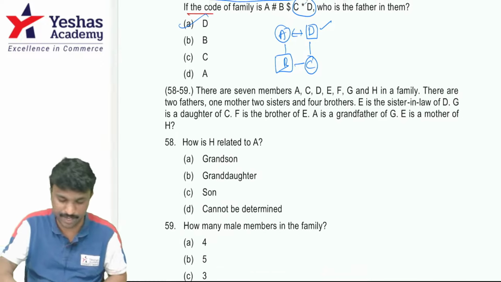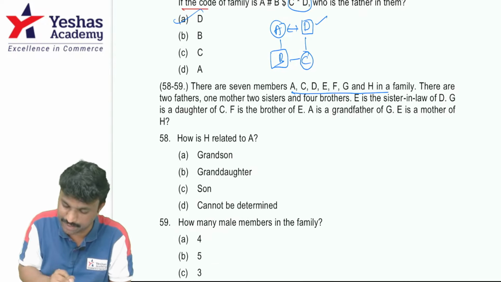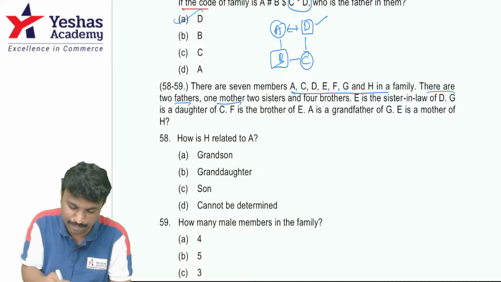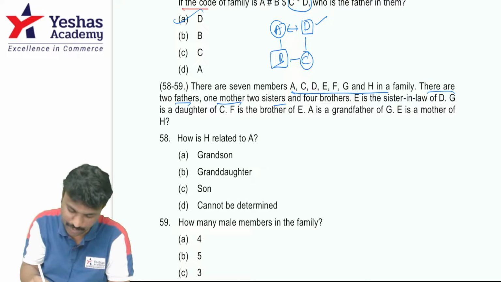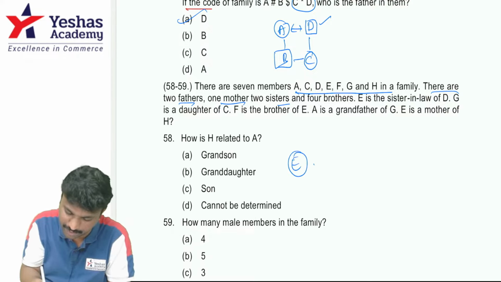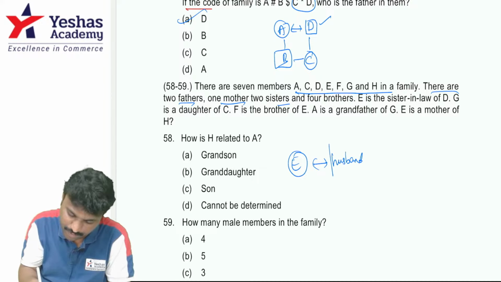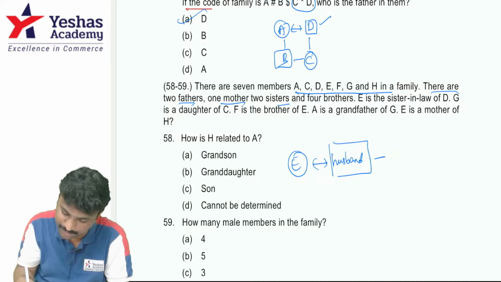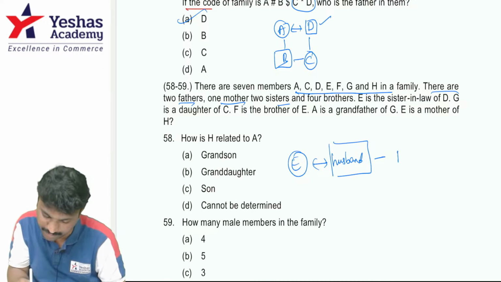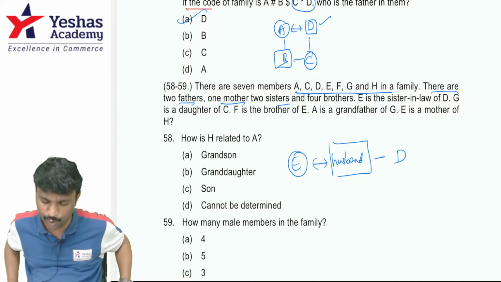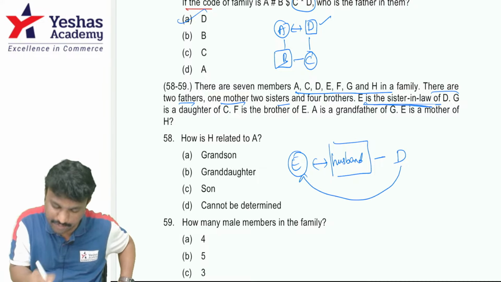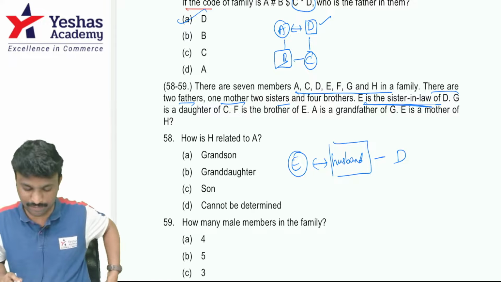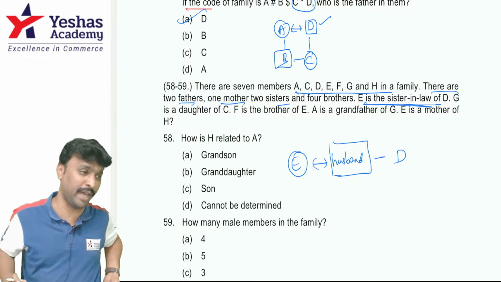Moving on to the next question, there are 8 members A, B, C, D, E, F, G, H in a family. There are 2 fathers, 1 mother, 2 sisters, and 4 brothers. E is a sister-in-law of D. So, what do you understand by this? E is a sister-in-law of D means E's husband's sibling is D. So we don't know the gender of D. Brother's wife is definitely sister-in-law. So I don't know who is the husband of E as of now.